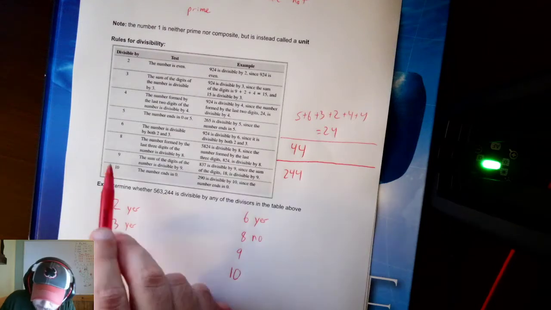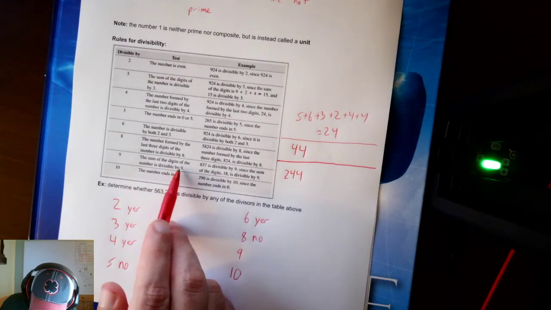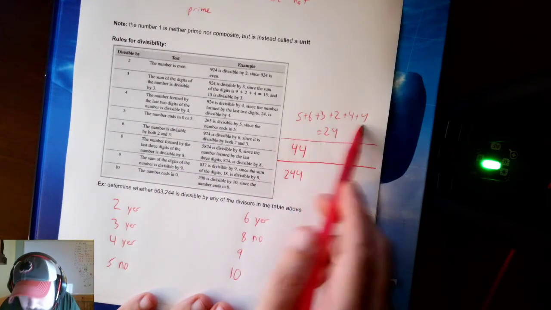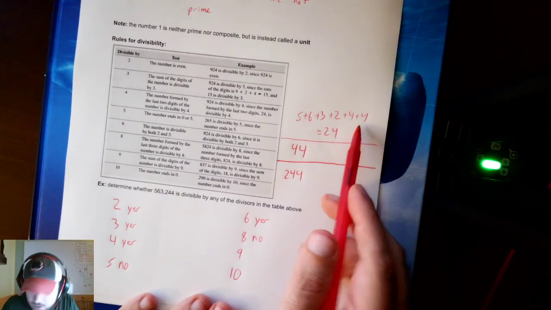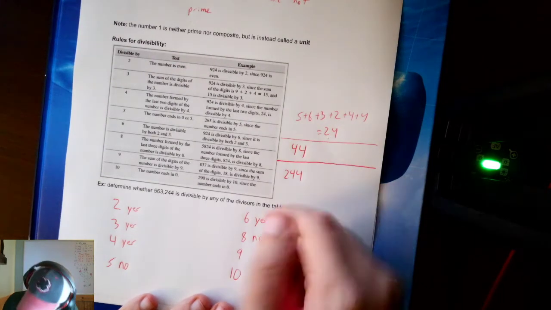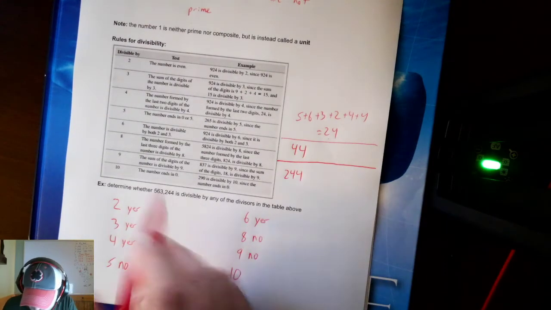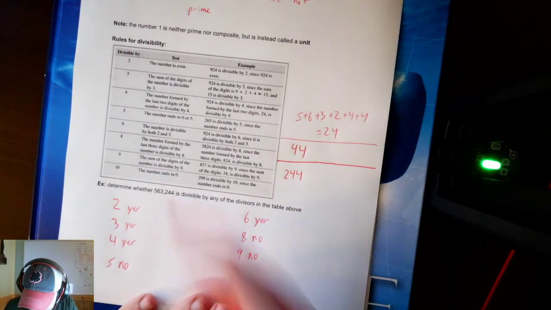Now, number 9, the sum of the digits is divisible by 9. I already summed the digits when I was checking 3. So is 24 divisible by 9? Nah. So that's a no as well. And then I move on to 10. The number ends in 0. That's not a 0, so no.